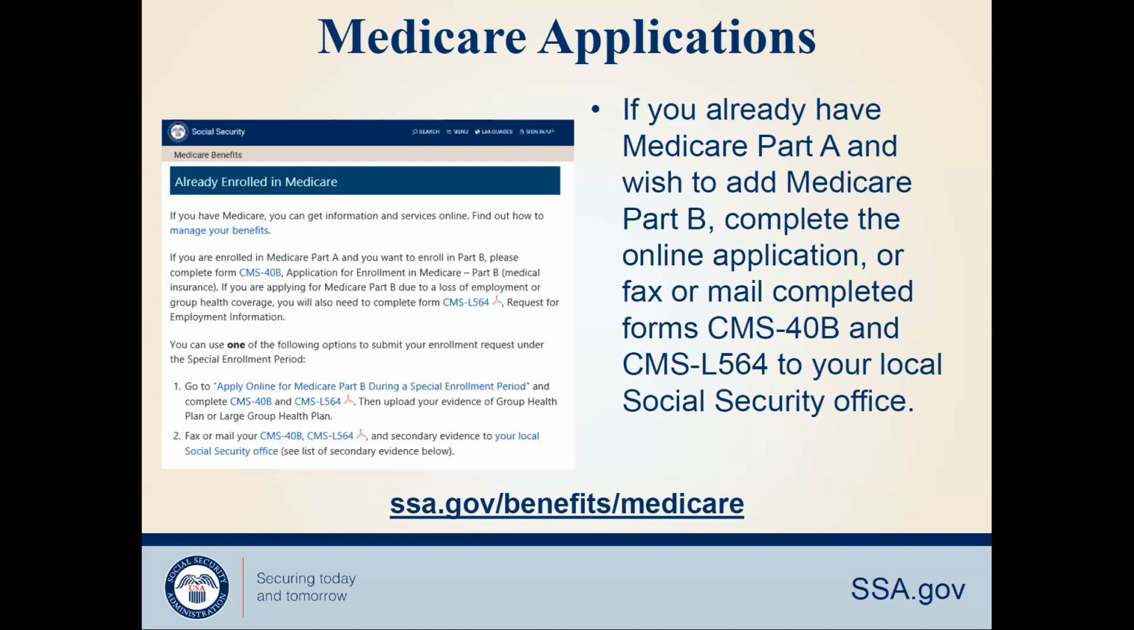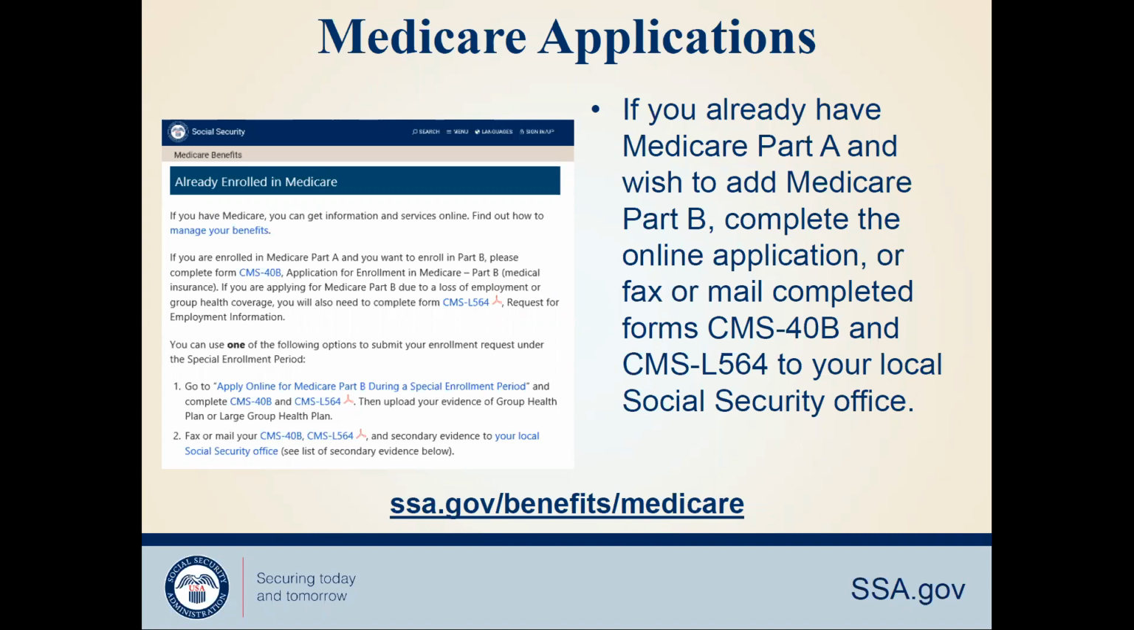If you apply online for Part A only and then refuse Part B, which does have a monthly premium, you can enroll in Part B later as long as you're covered by your employer's GHP, General Health Plan, or within 8 months after your coverage or employment ends, or during the General Enrollment Period, which is the GEP, which is January through March of the current year. Your Part B coverage starts the first day of the month after you sign up.